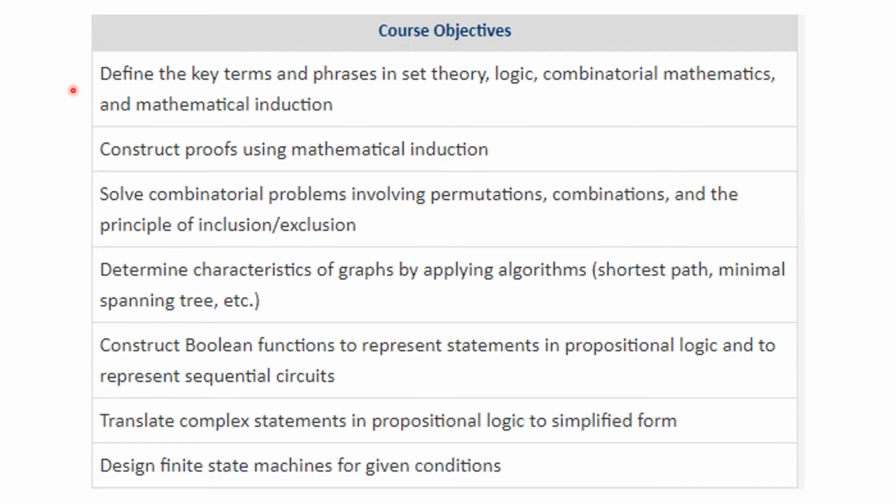These are course objectives. Students should be able to, and notice that these are action verbs: define the key terms and phrases in set theory, logic, combinatorial mathematics, and math induction; construct proofs, particularly using math induction; solve combinatorial problems involving permutations, combinations, and the principle of inclusion and exclusion; determine characteristics of graphs by applying algorithms, shortest path, minimal spanning tree, etc.; construct Boolean functions to represent statements in propositional logic and to represent sequential circuits; translate complex statements in propositional logic to simplified form and design finite state machines for given conditions. We might do even more than this, time permitting.